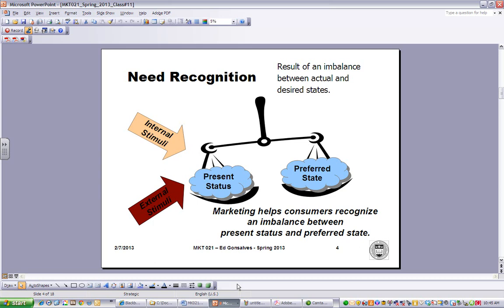Or if it's a Friday night, and you're going out for dinner, it probably wouldn't be water or a sports drink or energy drink. It would be maybe something that's alcoholic, a glass of wine, or something else, depending on what the situation is in terms of who you're going out with and what your end game is. So what marketing does is it helps consumers recognize that there's an imbalance between that present state and the preferred state, and helps you deal with getting that back into balance.